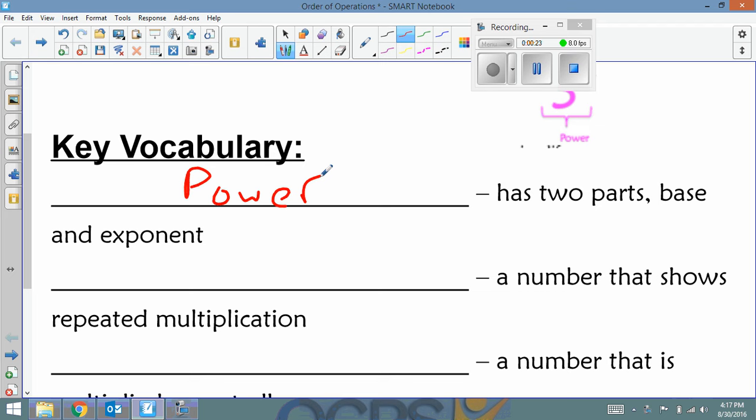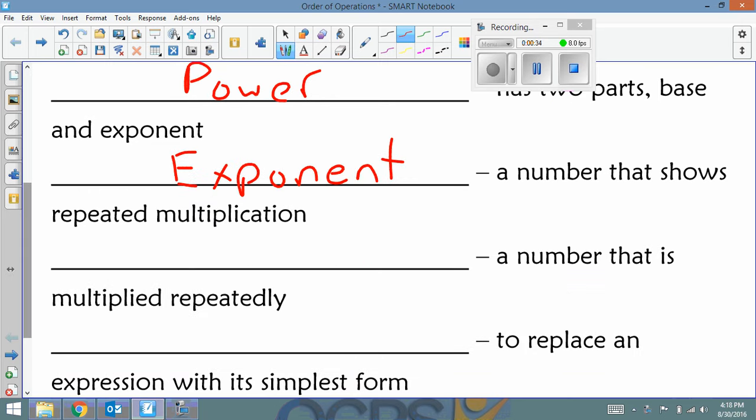The exponent tells us how many times a number is getting multiplied. It tells us how many times a number is getting repeated or multiplied. The base is that physical number that we are multiplying. So it's that number that's being multiplied repeatedly.